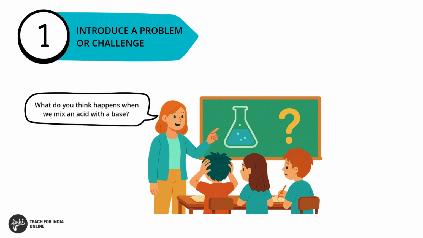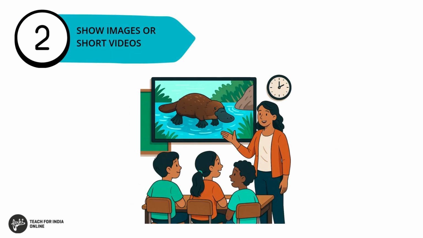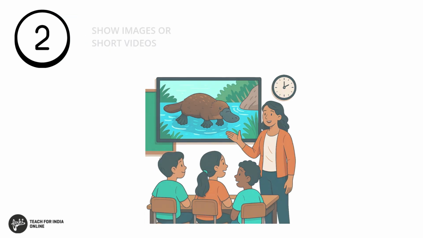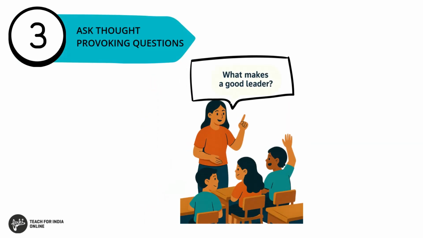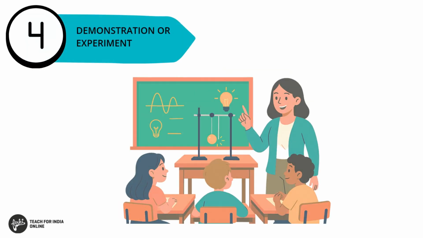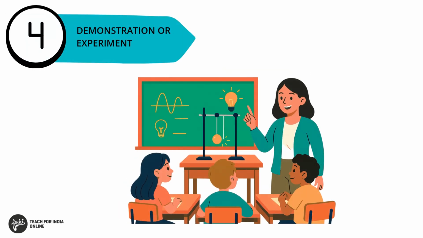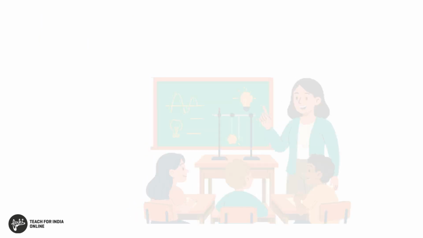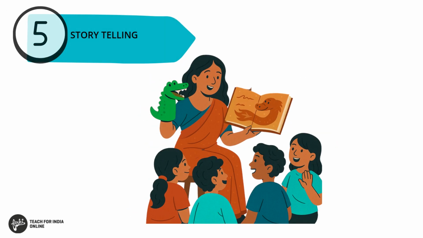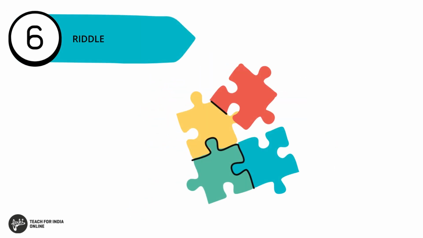First, introducing a problem that students might not be able to solve, but sparks curiosity to resolve it. Second, show and inquire about a series of images or short video clip. Third, ask a thought-provoking question to start a class discussion. Fourth, conduct a simple demonstration or experiment. Fifth, tell a story or anecdote. Sixth, start with a riddle.